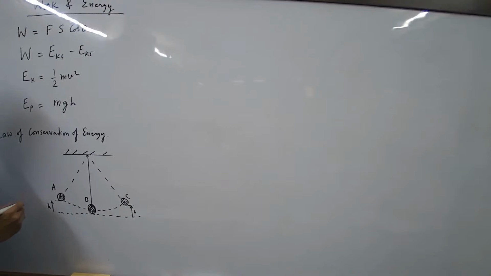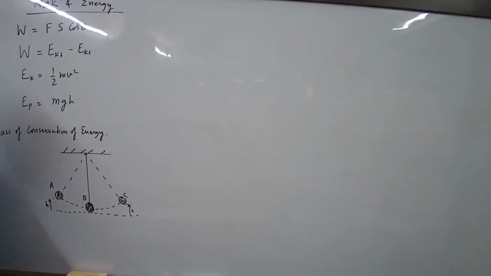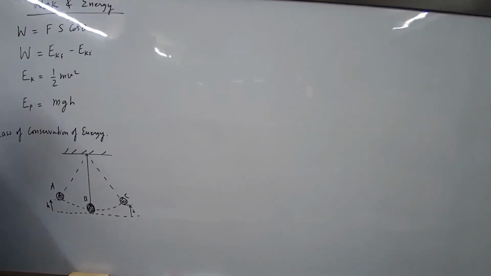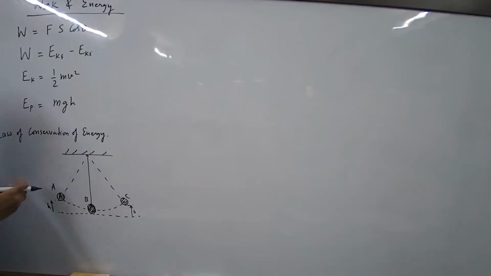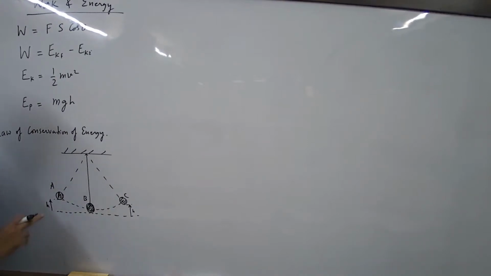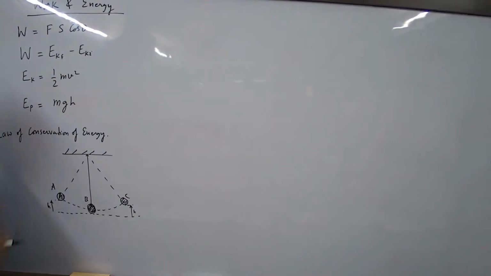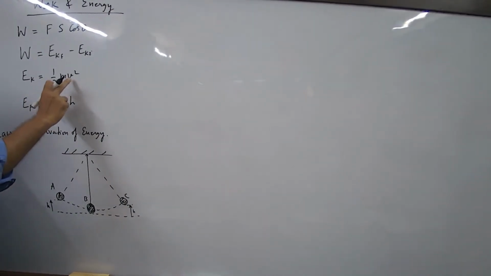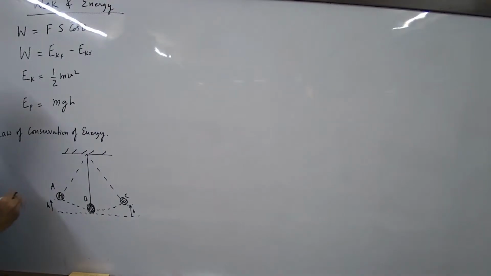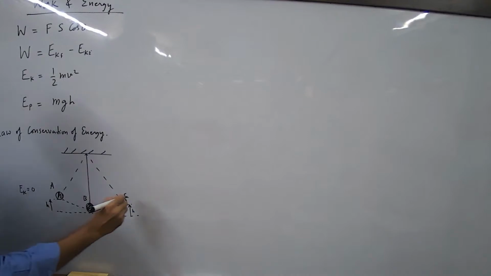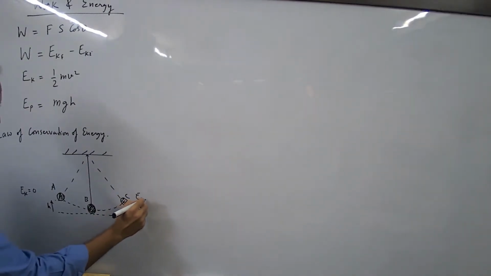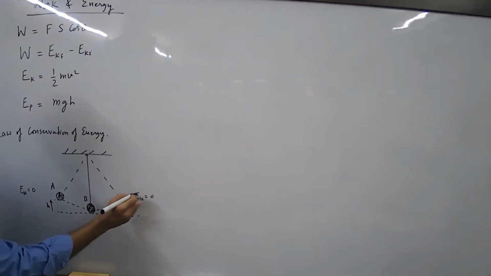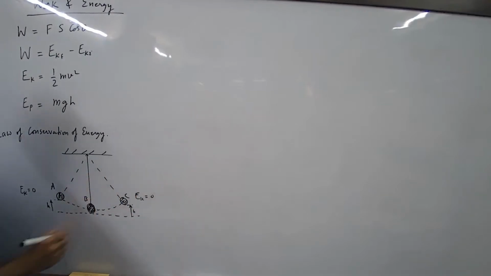So first at A, what is the velocity at A? 0. Always at the top position the velocity has to be 0. If the velocity is 0, what will be kinetic energy? 0. Half mv square, right? Wherever the velocity is 0, the kinetic energy will be 0. So kinetic energy here should be equal to 0. And kinetic energy at C also should be equal to 0.